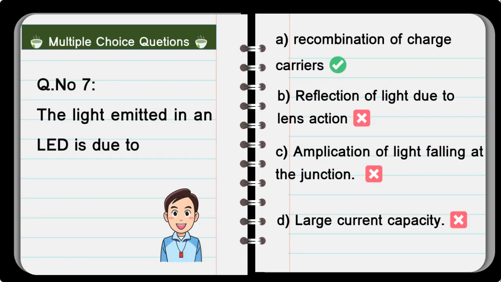Students, now I read the question once again. Question number 7. The light emitted in an LED is due to Option A. Recombination of charge carriers. Option B. Reflection of light due to lens action. Option C. Amplification of light falling at the junction. Option D. Large current capacity. Correct answer is option A. Recombination of charge carriers.